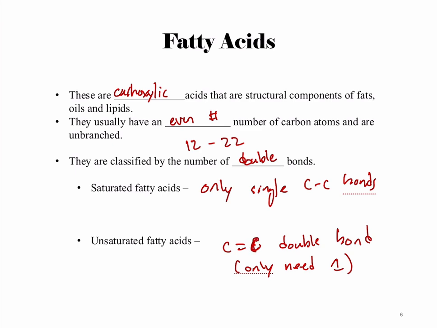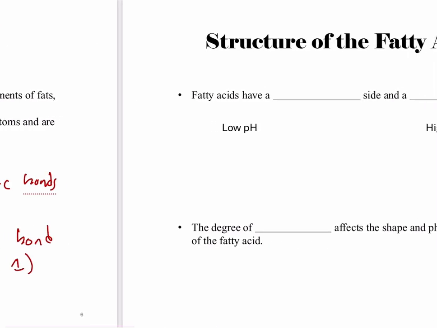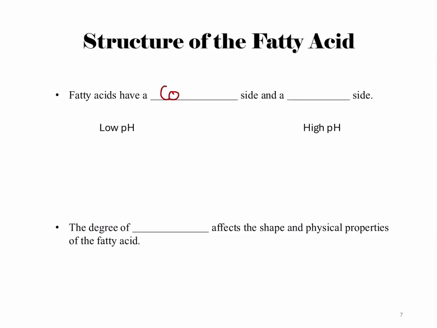And that's because we're basically taking two spots of hydrogen. When we hydrogenate a double bond, we replace a double bond with two hydrogens, right? So it has to do with the number of hydrogens that are on the molecule. And so fatty acids have a carboxylic acid side and an alcohol side.